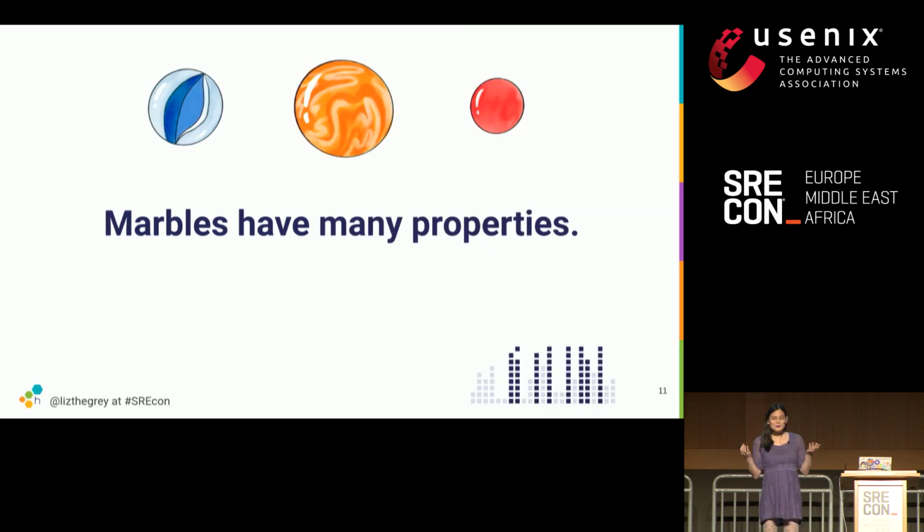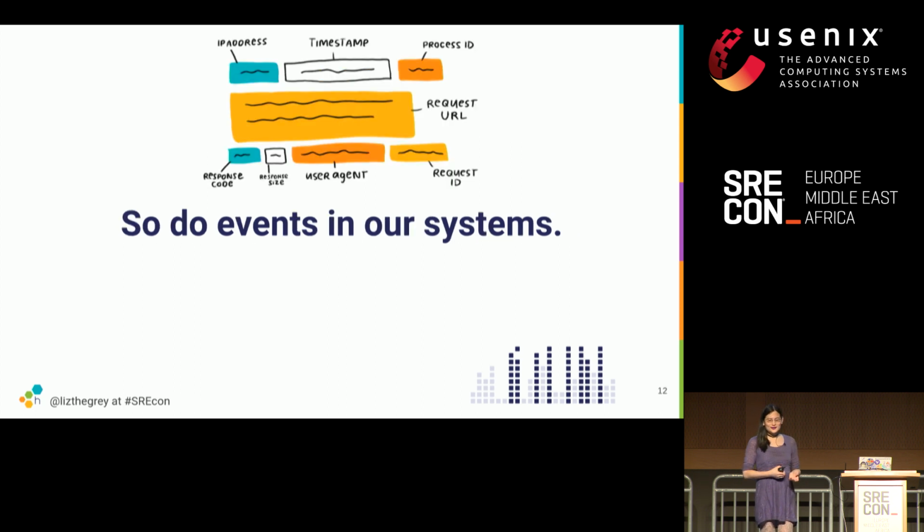Marbles have many different properties, right? They have a shape, they have a size, they have a color, they have a pattern, they have a weight, right? There are so many different properties of marbles. And each marble is singularly and uniquely different. I think we need to look at user experiences the same way.